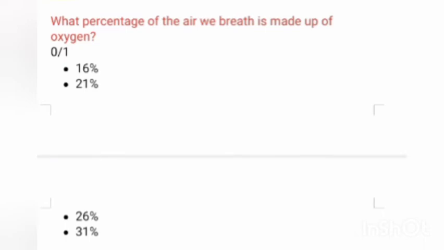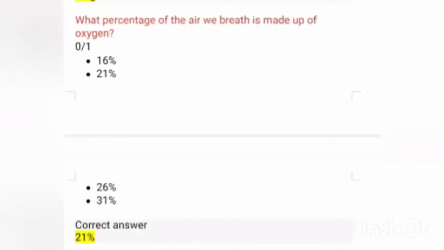The next question, what percentage of the air we breathe is made up of oxygen? Option A, 16, option B, 21, option C, 26 and option D, 31. The correct answer is option B, 21.